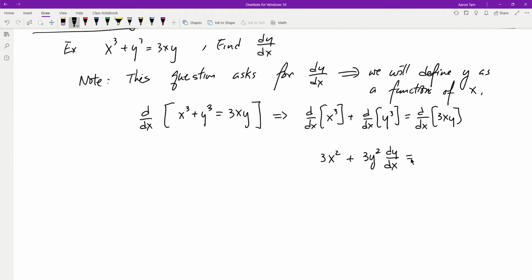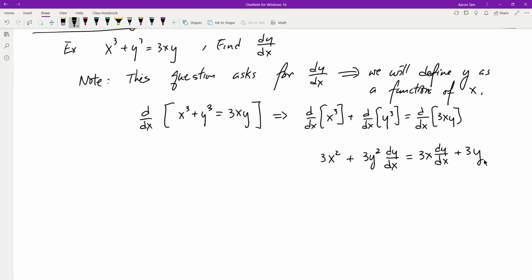Equal. Here is probably one of the most common mistakes students make. What do you do with 3xy? You are differentiating with respect to x, and y is a function of x. Therefore, you now have a product between 3x and y, and that necessitates the product rule. So go ahead and do that. There will be 3x dy over dx plus y times the derivative of 3x, which is 3, so it becomes 3y.